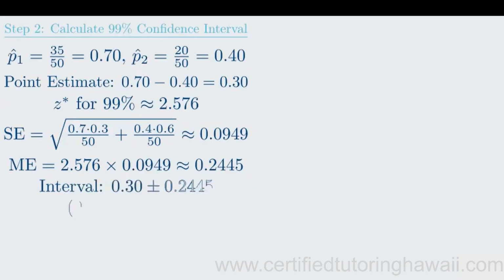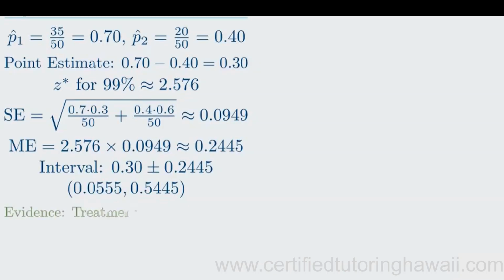Our final interval is 0.0555 to 0.5445. We are 99% confident that the true difference in the proportion of patients who show improvement using the treatment versus the placebo is between about 5.6% and 54.5%. Because the entire interval is above zero, we have strong evidence that the treatment is more effective than the placebo.